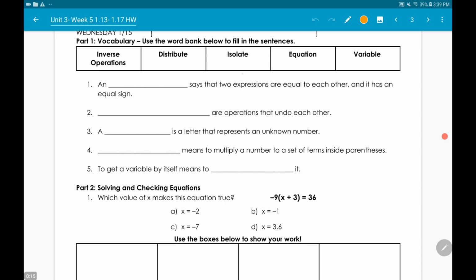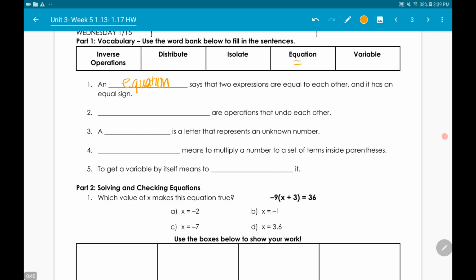A blank says that two expressions are equal to each other and it has an equal sign. So inverse operations, distribute, isolate, equation, or variable. The only word in there that has an equal sign is equation. So an equation.